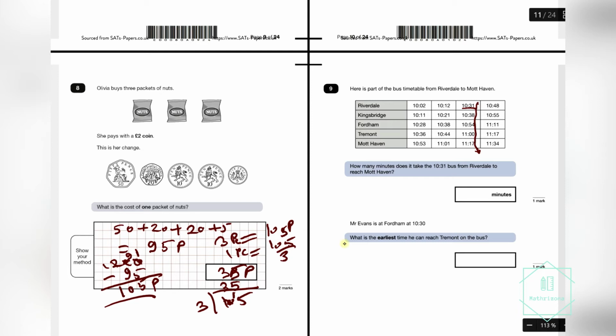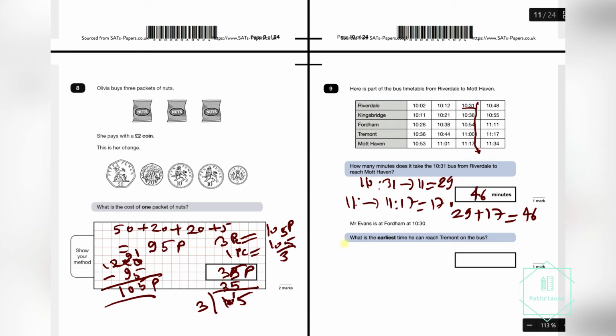So if we calculate the timing, 10:31 to 11 is 29 minutes, 60 minus 31, and from 11 to 11:17 is 17 minutes. So it's 29 plus 17, 9 plus 7 is 16, carry forward, 2 plus 1 is 3, plus 1 is 4. So that is 46 minutes.